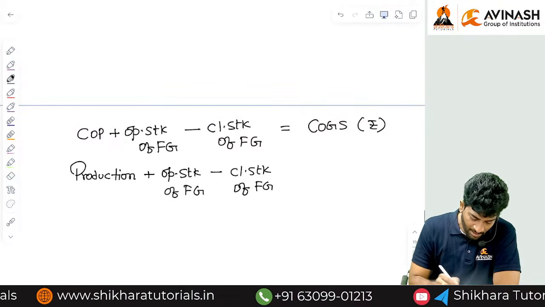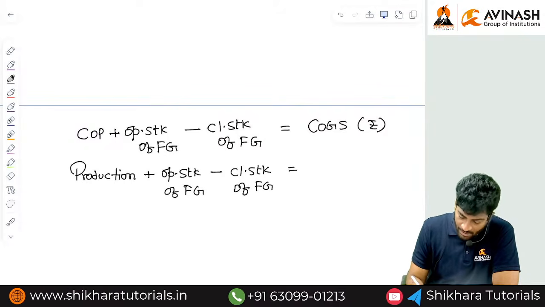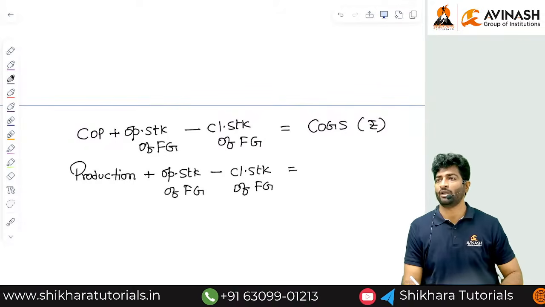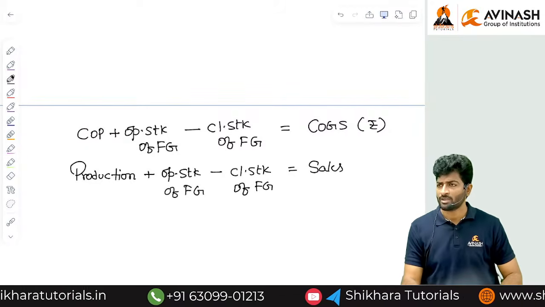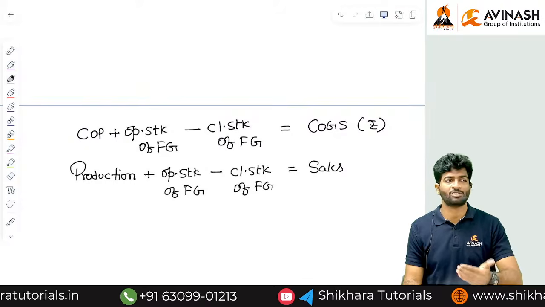Now I'm converting this into units. Now cost of goods sold. Can I say sales? Sales units for the same sale quantity, if it is cost of goods sold. Clear?